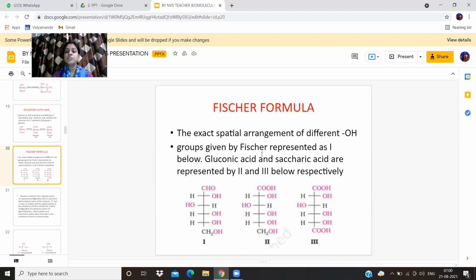Next is about the Fischer formula. तो हमने ये पहले भी मैंने आपको समझाया था that the exact spatial arrangement जो होती है different OH groups की, that is given by Fischer as represented here. Gluconic acid and saccharic acid are represented by second and third, in which you can see the OH positions like in glucose, that is, on the second carbon the OH is present on the left, and on the third carbon it is present on the right-hand side.